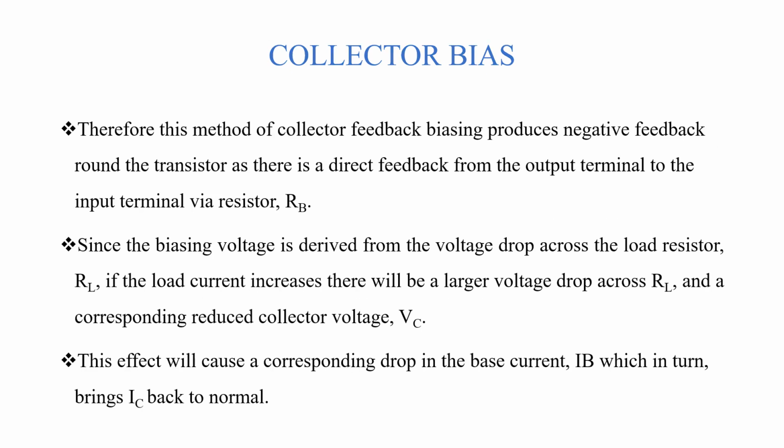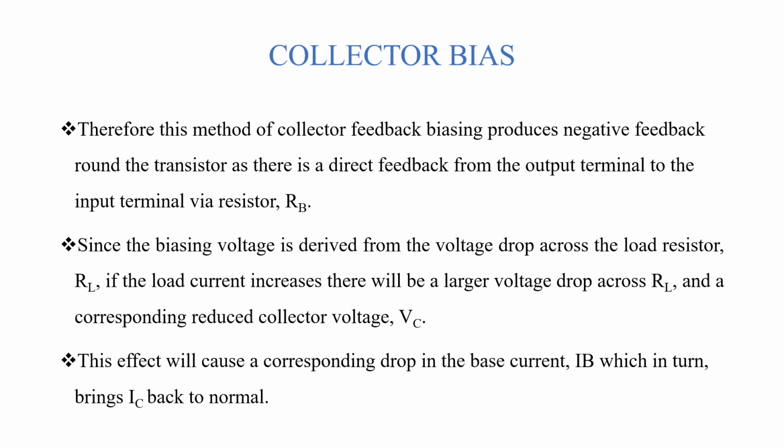Therefore, this method of collector feedback biasing produces negative feedback around the transistor, as there is a direct feedback from the output terminal to the input terminal through the resistor Rb.